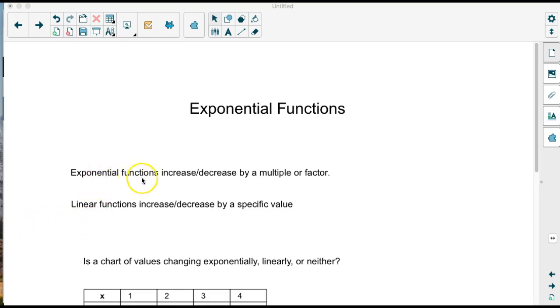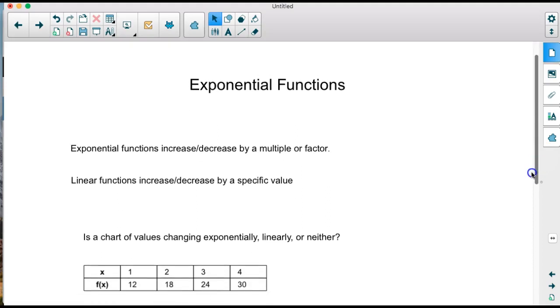So an exponential function increases or decreases by a multiple. That means it is either multiplied by a whole number to increase or multiplied by a fraction like 1/2 to decrease. So it's multiplied by that factor each time as it increases. A linear function increases or decreases by a specific value. That means it's added. Certain values are added each time. To review, that's what linear functions do.